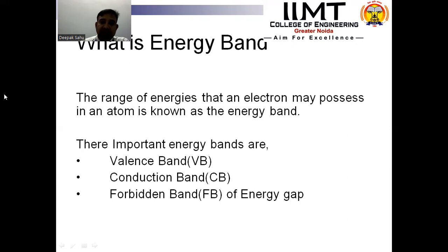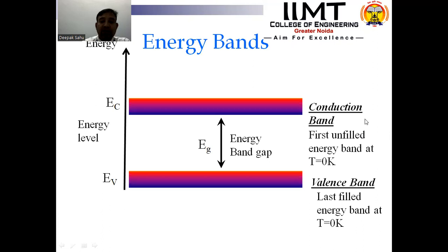Now, three basic parametric elements are there in energy band description. First is the valence band, second is the conduction band, and the energy gap between them, which is primarily known as the forbidden energy gap, exists between them. Now, moving further, this is the basic layout of an energy band.